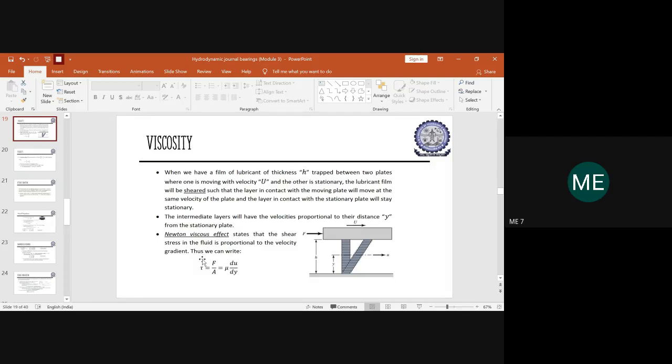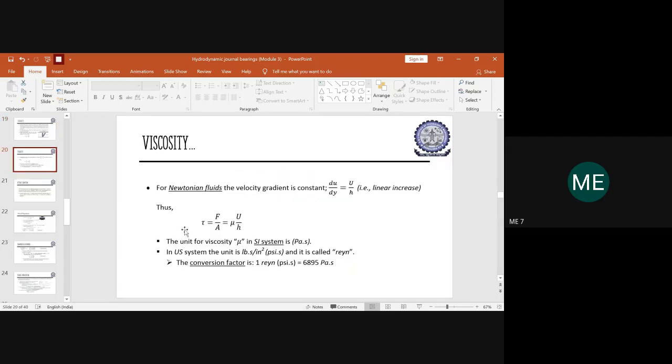If you have a constant velocity gradient, then as per the Newtonian fluid, you have to go with this equation for the shear stress. And viscosity is represented by mu. In the SI system, this is the unit you have to follow, Pascal-second, right? In the US system, you have a different unit, and for that we have a conversion factor also, but usually we go with the SI system. So this is about how to get the equation for the shear stress with respect to a Newtonian fluid. This thing you have to understand.